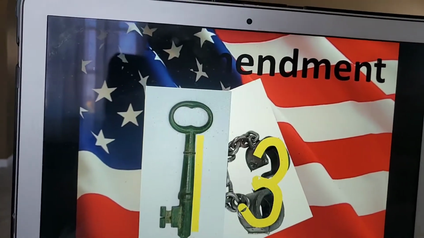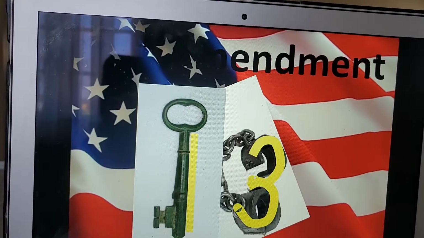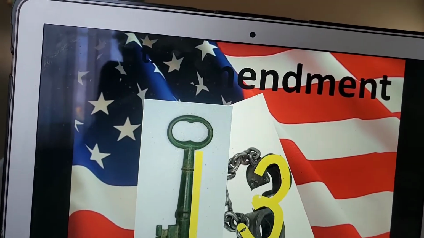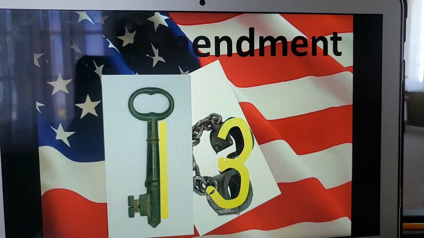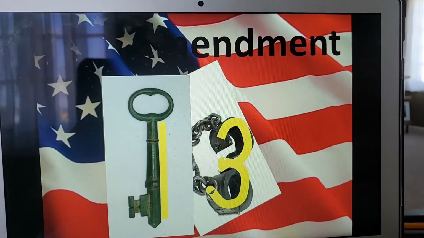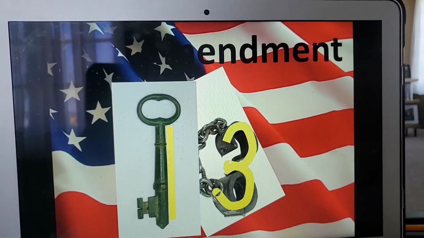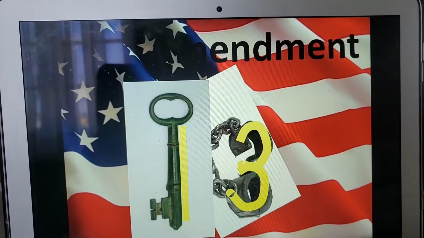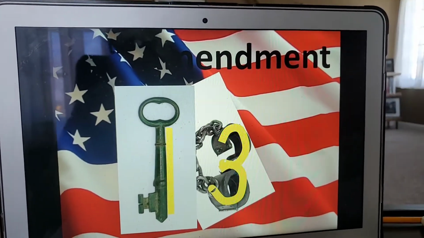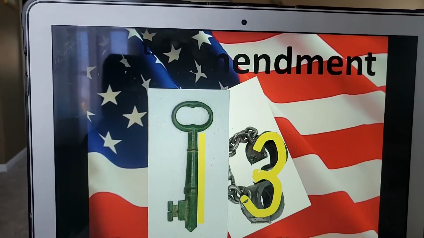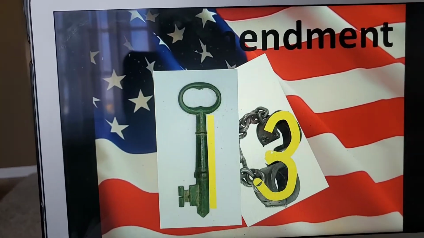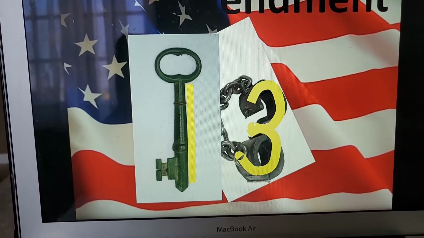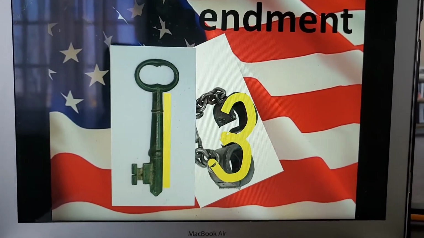The 13th Amendment frees the slaves. Now, there's a major loophole in this. The loophole is that it doesn't apply if you've been convicted of a crime. That will be a major problem in years to come, and arguably still a problem to this day. However, if you are not found guilty of a crime, you cannot legally be held as a slave after the 13th Amendment, after the Civil War.